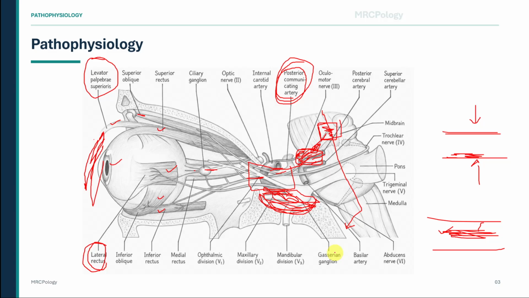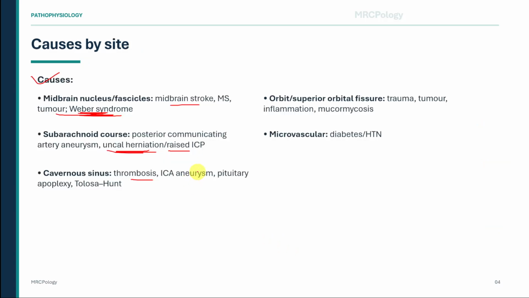Tolosa-Hunt syndrome is an inflammatory condition causing painful ophthalmoplegia due to granulomatous inflammation in the cavernous sinus, superior orbital fissure, or orbital apex. It is a diagnosis of exclusion. The pain is often severe, and it may respond dramatically to steroids, but you must exclude aneurysm, infection, malignancy, thrombosis, and pituitary apoplexy before settling on it.